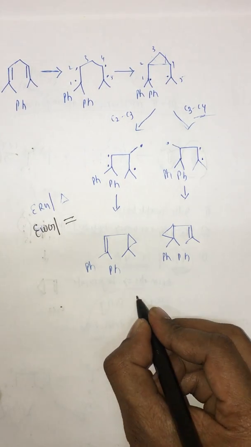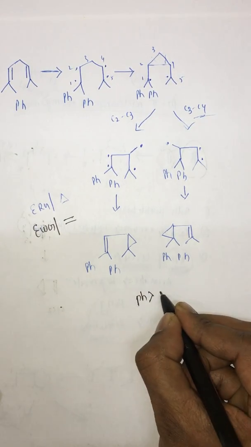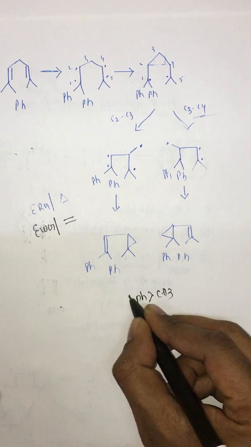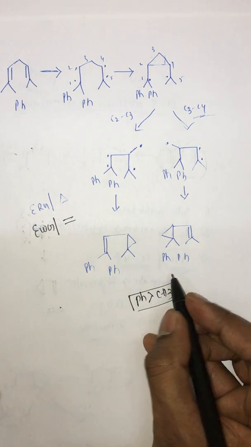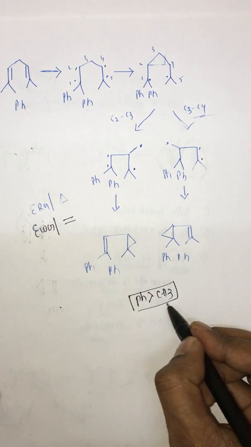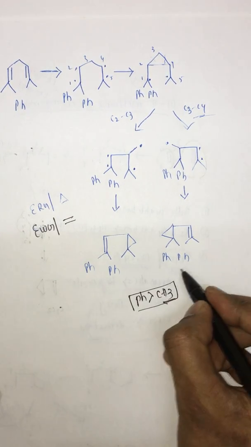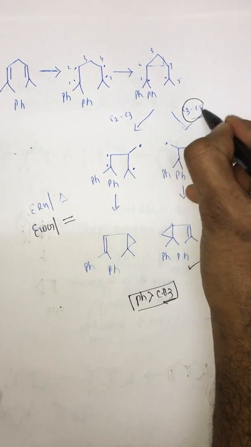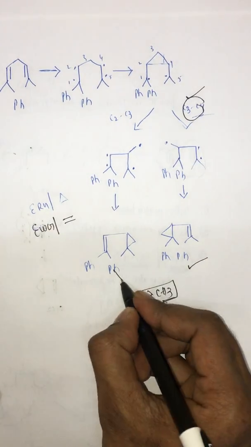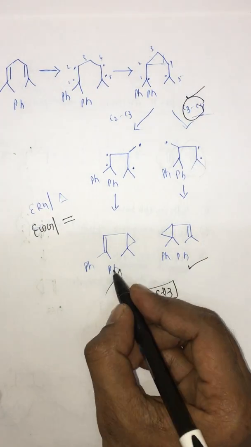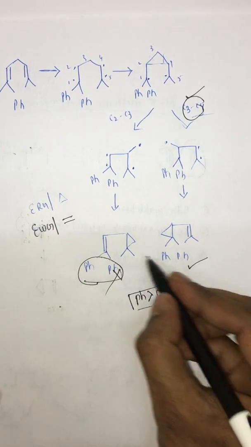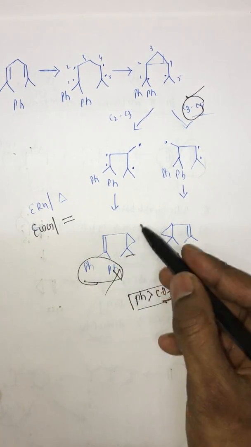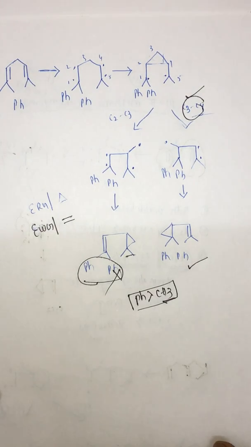So here the phenyl has more electron donating capacity compared to methyl, this we know. So here the phenyl group should be a part of the ring and the methyl group should be a part of the double bond. So C3-C4 cleavage is major here. This is not possible, because in this case the electron donating group is a part of the double bond, whereas the electron withdrawing group is part of the ring. So that is not possible. Because of that, C3-C4 cleavage is major here.